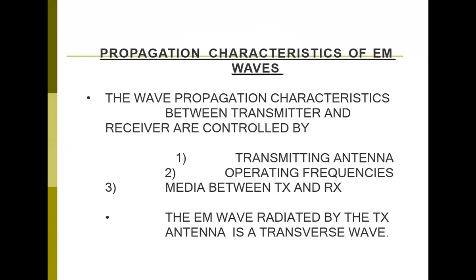Propagation of EM waves or radio waves between transmitter and receivers is controlled by the transmitting antenna. So what is the strength of the signal you are sending? If you want to send it over a longer distance, signal strength should be huge. For a smaller distance, it may be less. So the transmitter antenna also plays a vital role. Then there is the operating frequency.